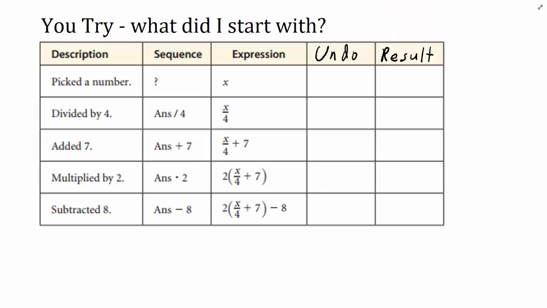Here's one for you to try. I took my secret number, divided by 4, added 7, multiplied by 2, and subtracted 8. The result was 28. Your job is to figure out what number I started with. Work backwards from the bottom of the table, undoing the original steps as you work your way up to the starting number.